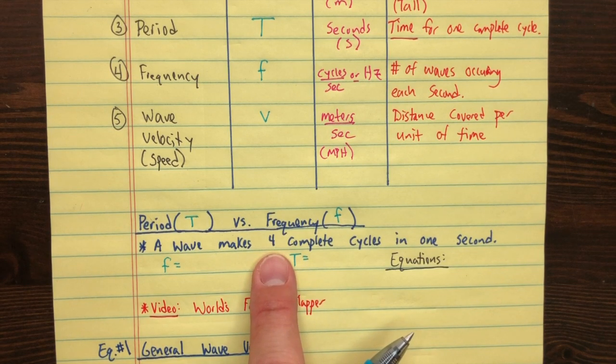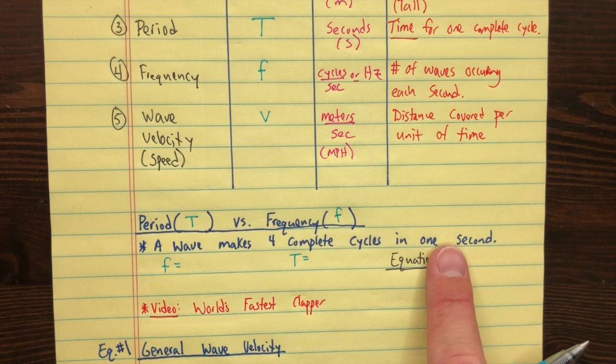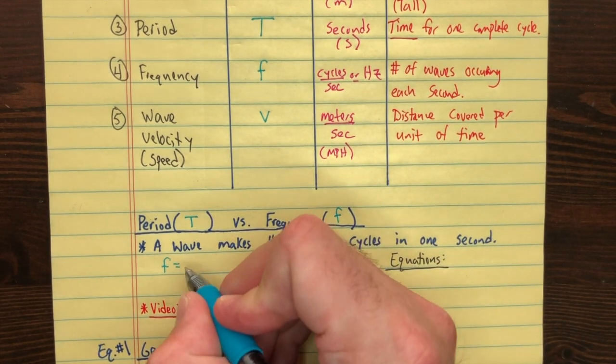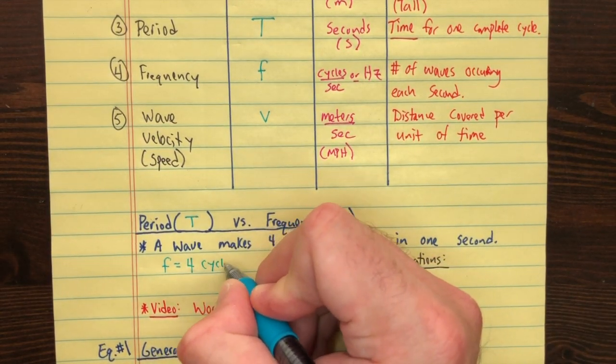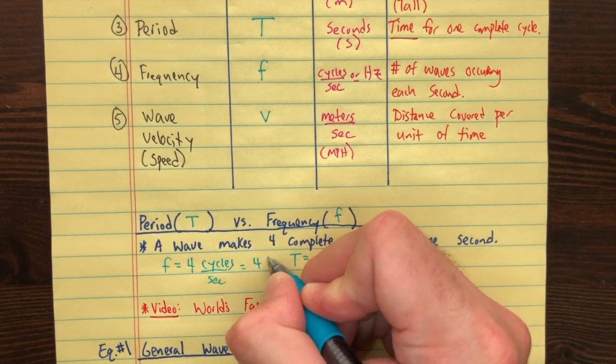So if it's saying 4 complete cycles in 1 second, that's describing how often the wave occurs. So they're saying how often, then I'd think that's how frequently. So we'd say, oh, that's saying that the wave's frequency is 4 cycles per second, or you could say 4 hertz.